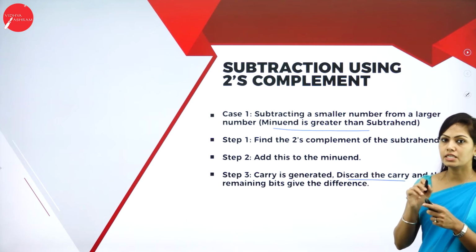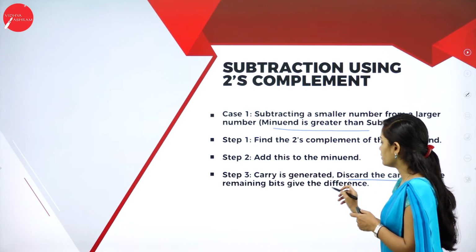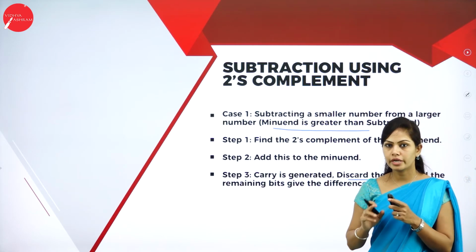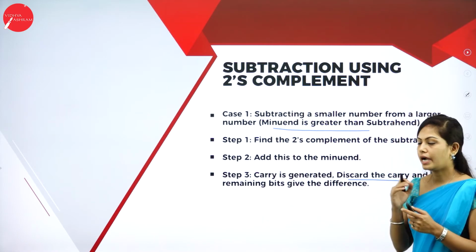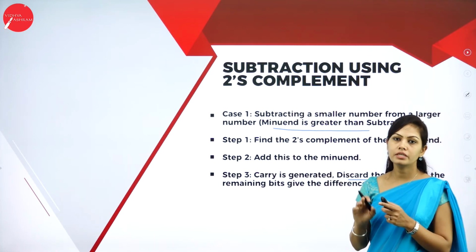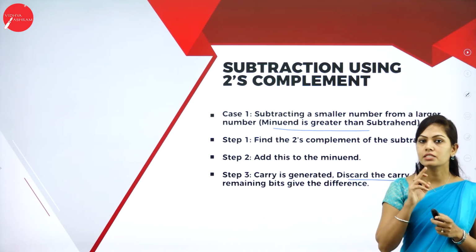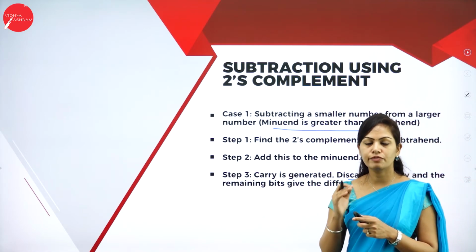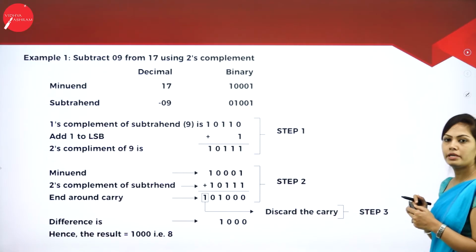End around carry is generated means discard the carry and the remaining bits give the difference. In 2's complement method, if you are getting end around carry, please discard the carry and the remaining bits give the difference. But in your ones complement method, if carry is generated, you need to add that carry to the least significant bit. So, how to perform this 2's complement method?